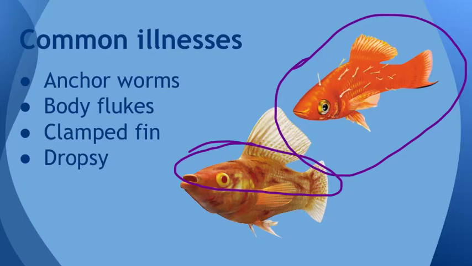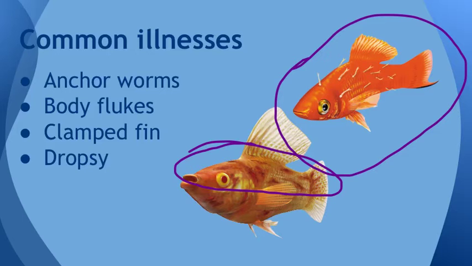The next one that we don't have a picture of is clamped fin. The fins would be folded against the body. The cause is parasites and bad water quality. The last illness is dropsy, which is bloating and protruding scales, and the causes are bacterial infection of the kidney and renal failure.